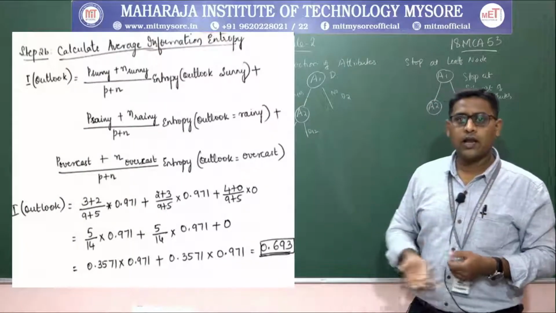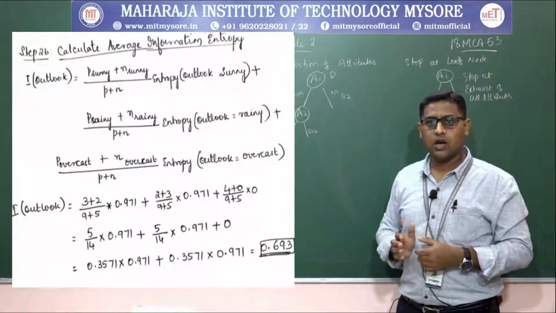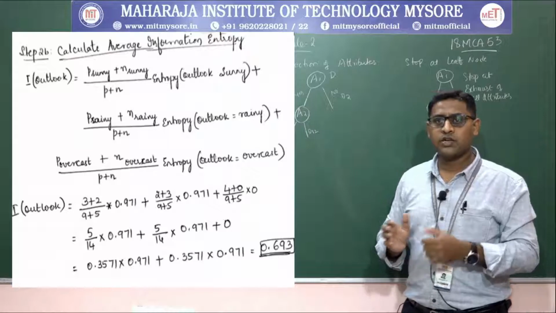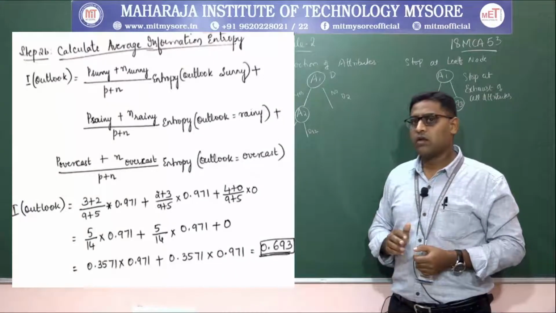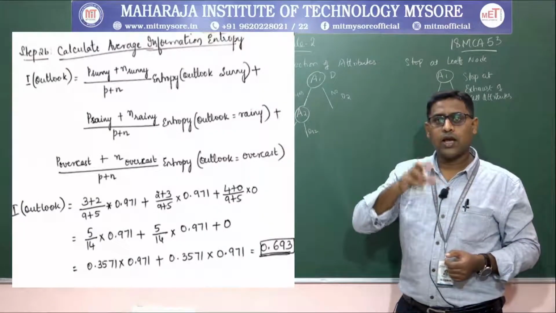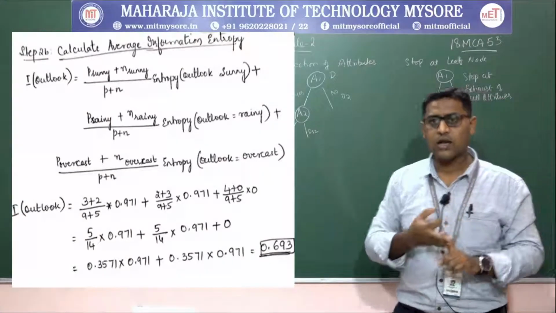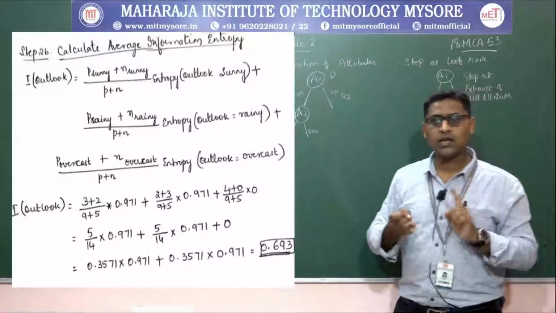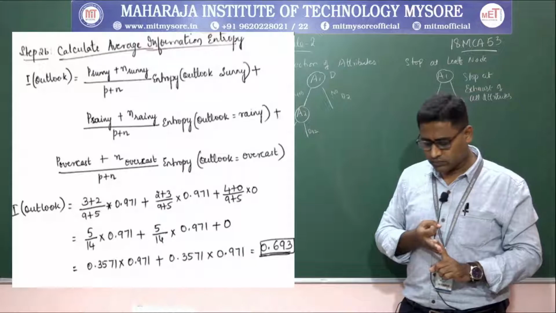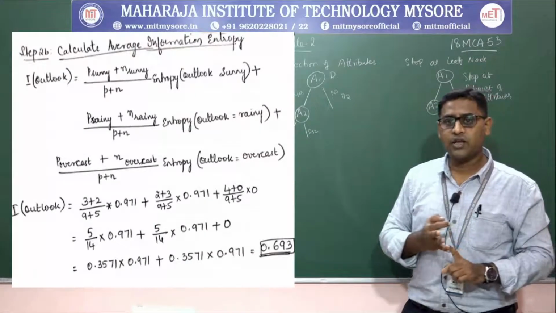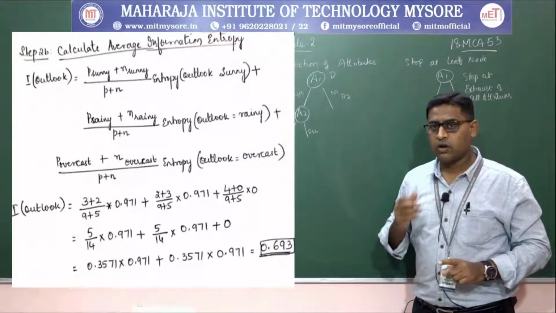Okay, we need to calculate the average entropy information now. So how to calculate the average entropy, the average information for that entropy. If you cross-check with the formula, to calculate the average information for the entropy you need to add the entropy values of sunny, rainy, and overcast. All these three values must be calculated along with the positive and negative values.